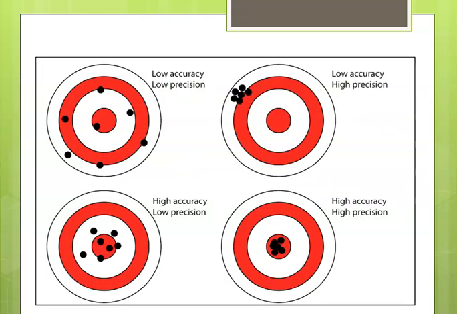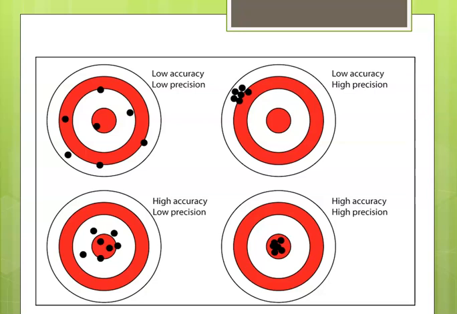Okay, if we look at these four dartboards, the top left-hand corner one, you can see is not accurate because the dots aren't anywhere close to the bullseye. Well, one of them is, but that's all. And it's not precise. They're not clustered close together. The one in the top right-hand corner is very precise. You can see that they're all clustered in one spot, but it is not accurate. They're nowhere near the bullseye.